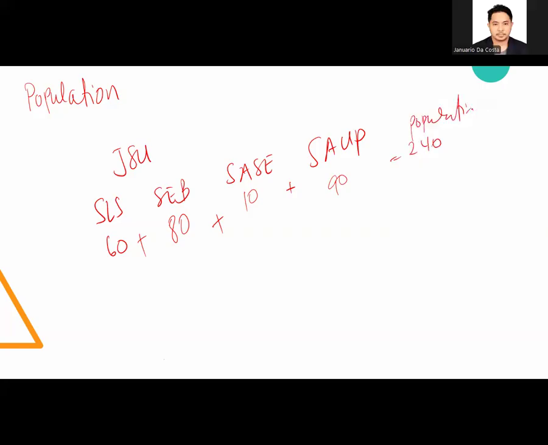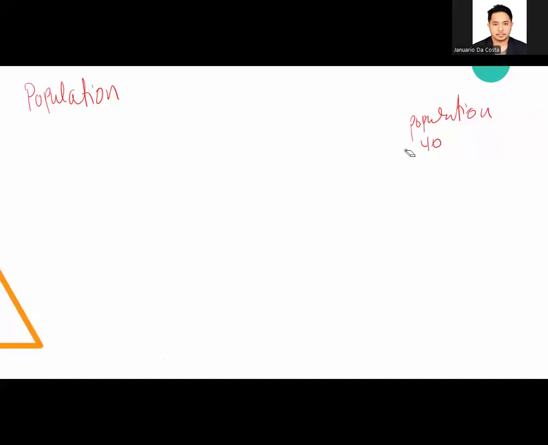Okay, now, what is the population of SASE? 10. Okay, population of SLS is what? 60. So you understand? If I want to talk about the population of Timor-Leste, that will be what? What is the population of Timor-Leste? 1.3 million. Yes, that is the population of Timor-Leste.